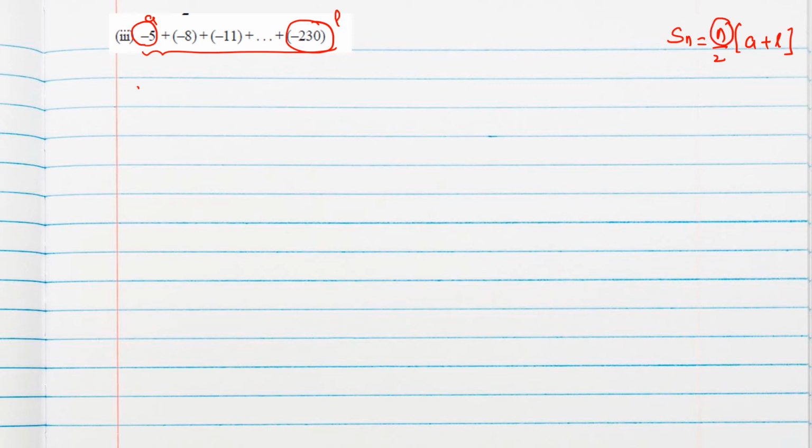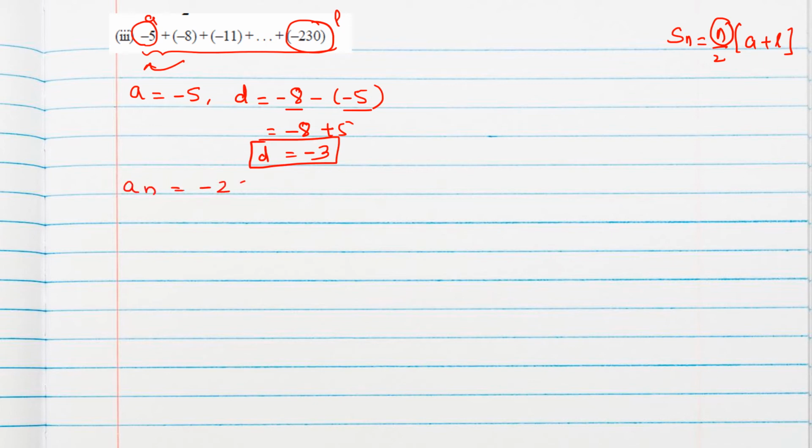From this AP we can write a which is minus 5. We can find d if we subtract the first term from the second term, second term minus first term. So minus 8 plus 5 will give minus 3. So d is minus 3 and an is minus 230. Since an is a plus n minus 1 d, substitute all the values here. a is minus 5, we should find n, and d is minus 3.